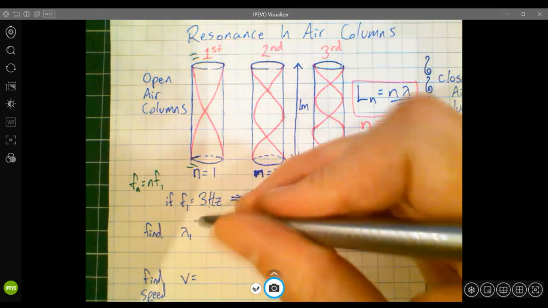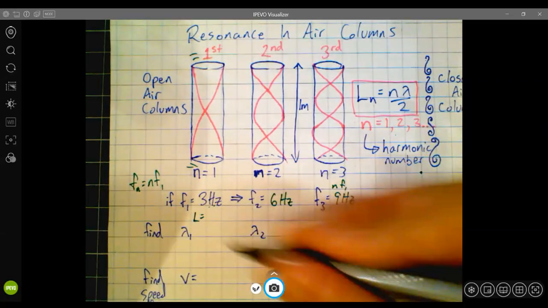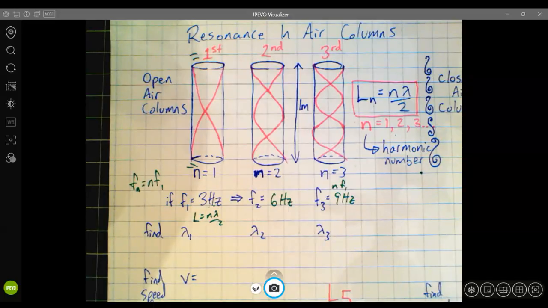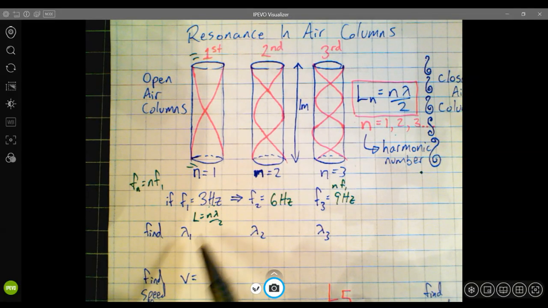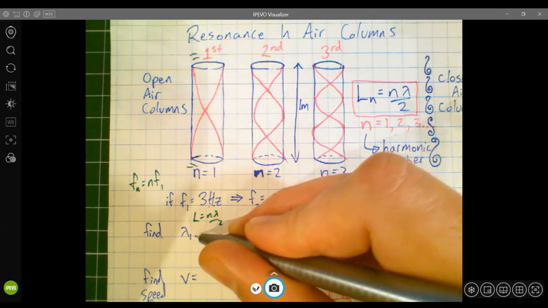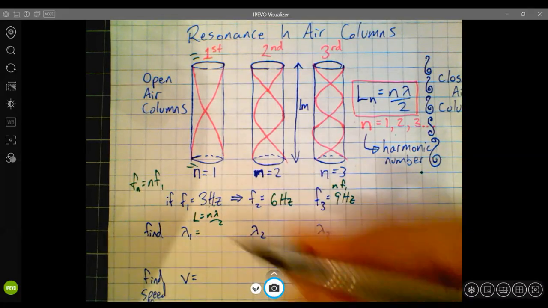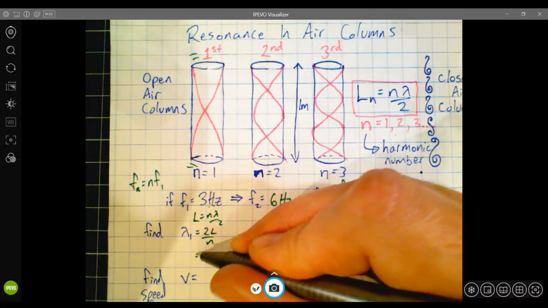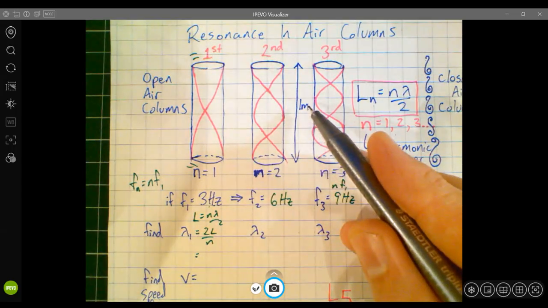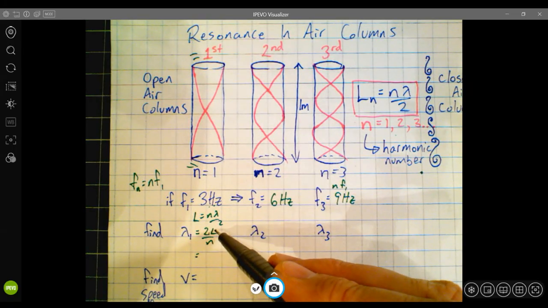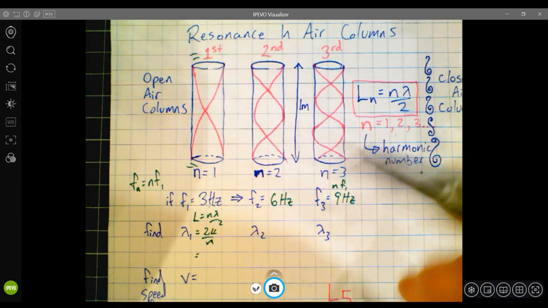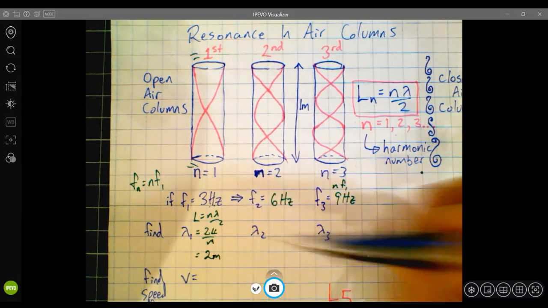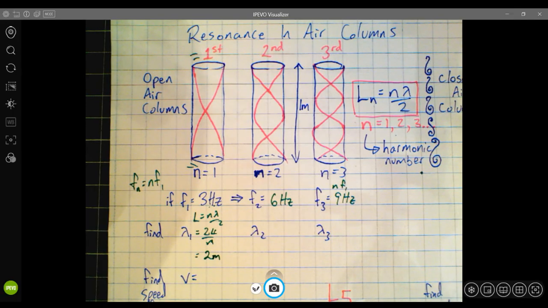Remember, we have this equation: L is equal to n lambda over 2. Well, if I want to know what the wavelength is, I could rearrange this equation to get lambda is equal to 2 times L over n. In this case, the length of the tube is 1 meter, so 2 times 1 divided by 1. Okay, that one's just going to be equal to 2 meters.